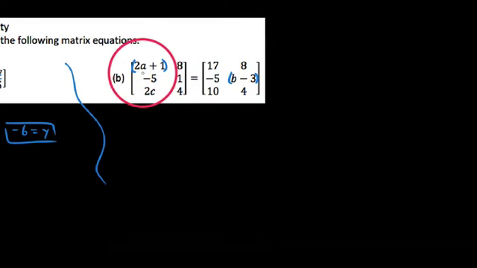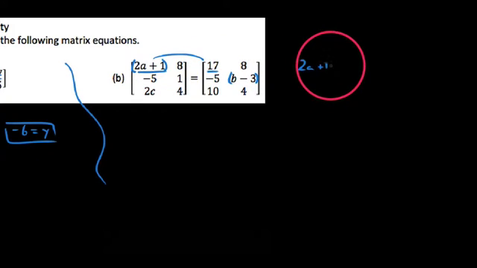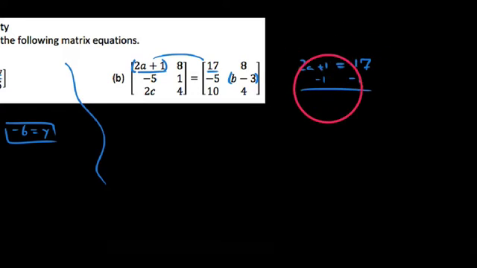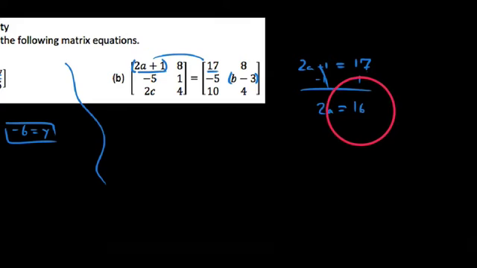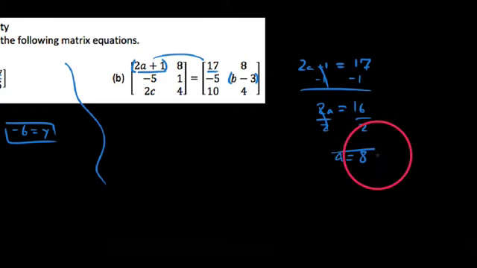So we say 2a plus 1. Well, this is first row, first column. Well, this is first row, first column. And if these matrices are equal, then these two things have to be equal. So 2a plus 1, now we know it would have to be 17. And again, just like with a normal algebraic expression, we would go ahead and solve this using inverse operations. And we would discover a is 8.